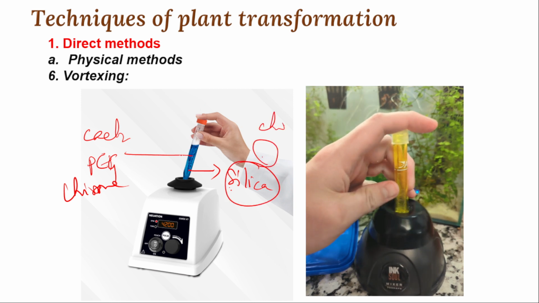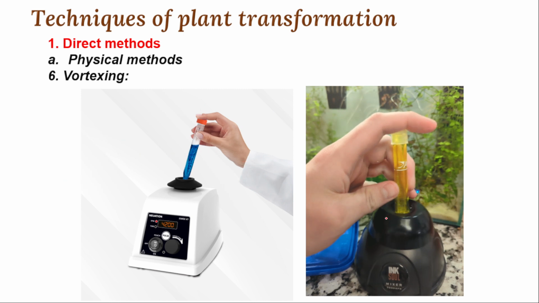Whenever in a machine called a vortexing machine we start the vortexing, it will start agitation. Whenever agitation is started, these silica beads and other types of beads will percolate into the cytoplasm of the protoplast. This protoplast will make pores because of the vortexing, and then the desired gene will enter into the location. That is called the vortexing mechanism.